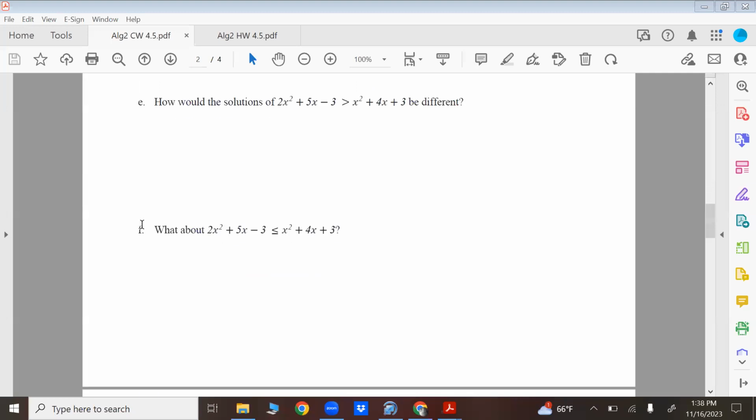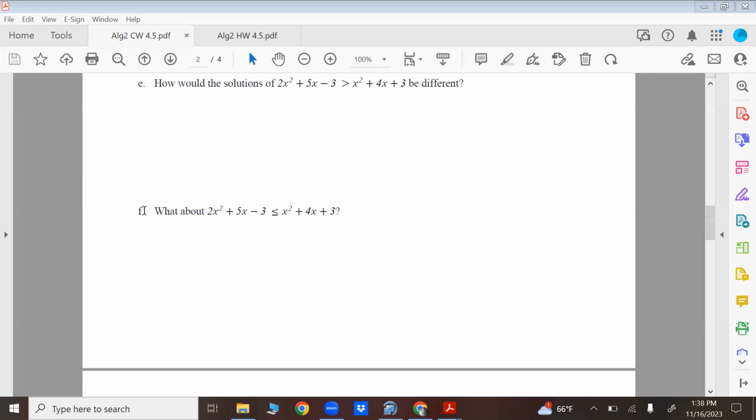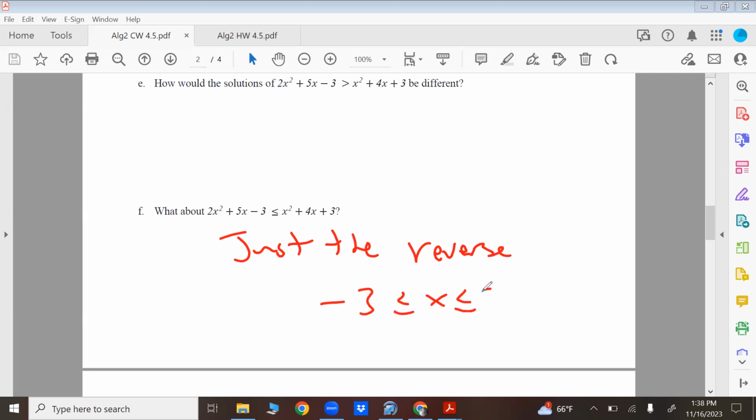Okay. And then F, what about that? Just the reverse. And the reverse was this. There's just a reverse for that one. Okay, let's try another one.